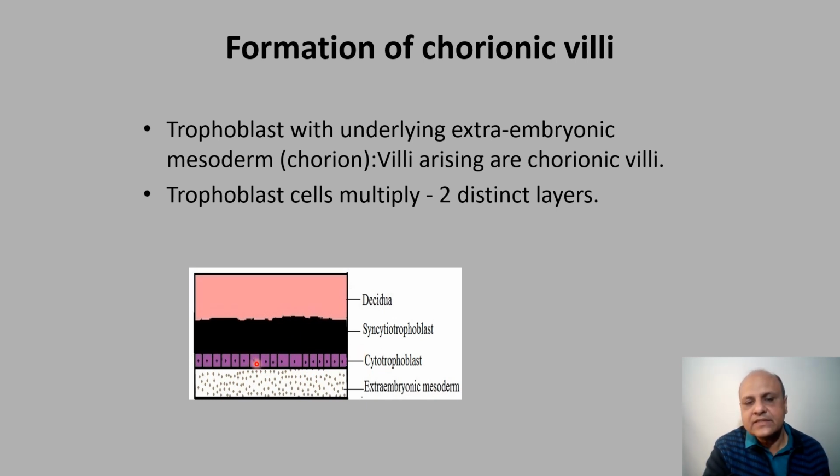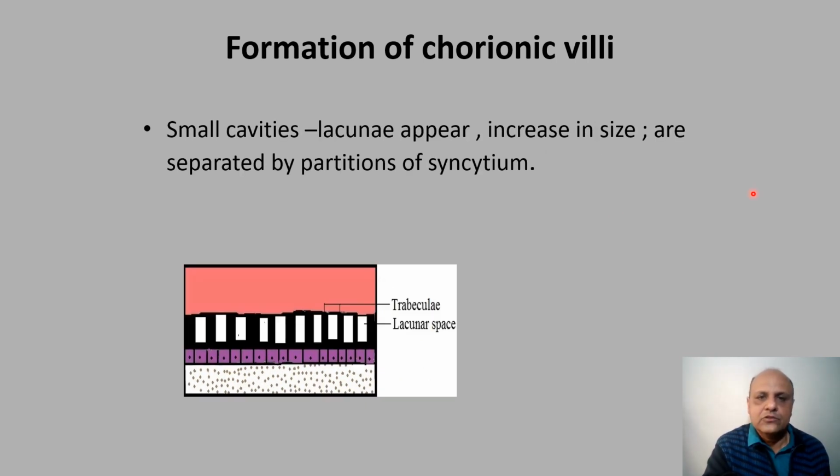When the cells of trophoblast multiply, they multiply so fast that they lose their cell walls, and a syncytium is formed which keeps on invading the decidua. So trophoblast forms cytotrophoblast, which is the cellular layer, and the syncytial trophoblast, which is invading the decidua. Then small cavities or lacunae appear in the syncytial trophoblast. They increase in size, and these are separated by partitions of syncytium, which are now called trabeculae.